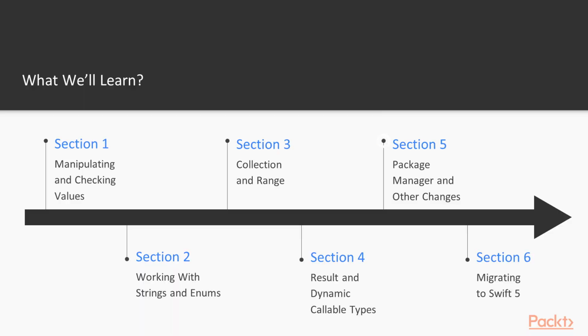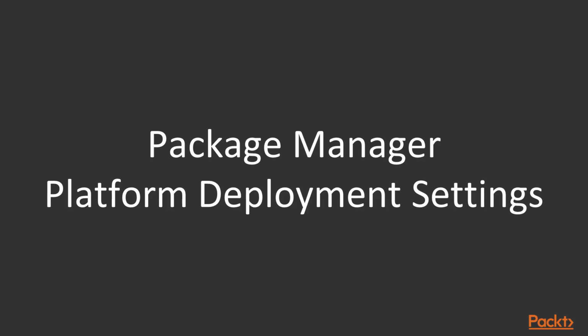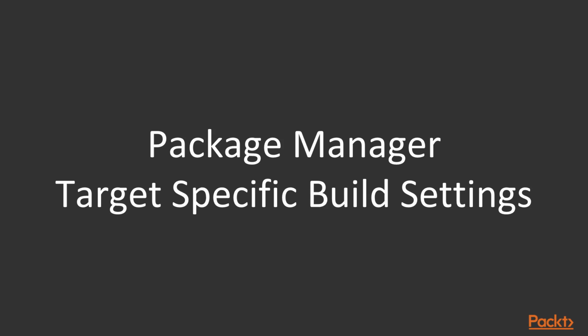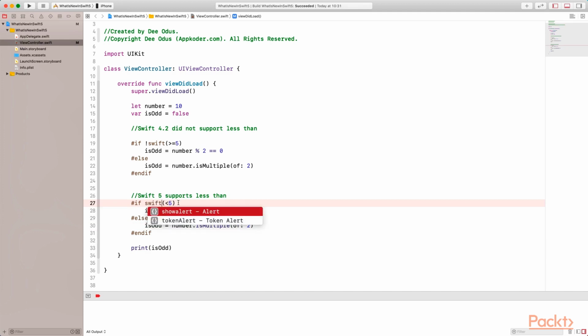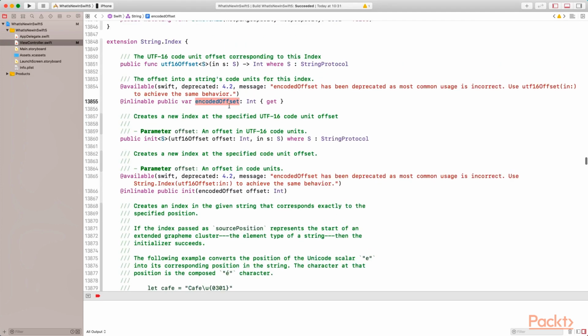In section 5 of the course, we're going to learn all of the changes and improvements that are made to the package manager, such as dependency mirroring, minimum platform deployment, and target specific build settings. We are also going to look at the compilation condition changes that make it easy to check the version of the compiler or the version of the Swift and run different sets of code for each condition. Finally, we're going to look at the deprecated encoded offset variable and learn the new function that replaced it.